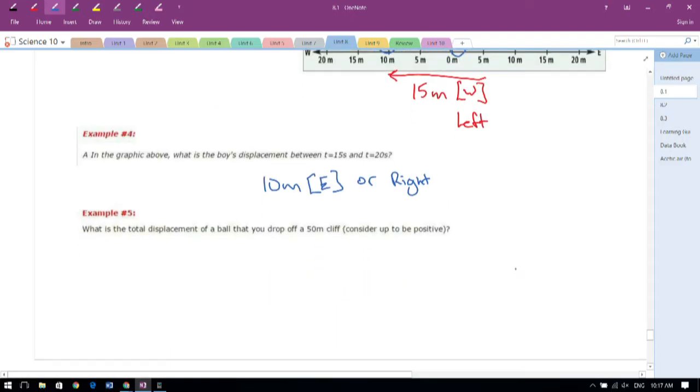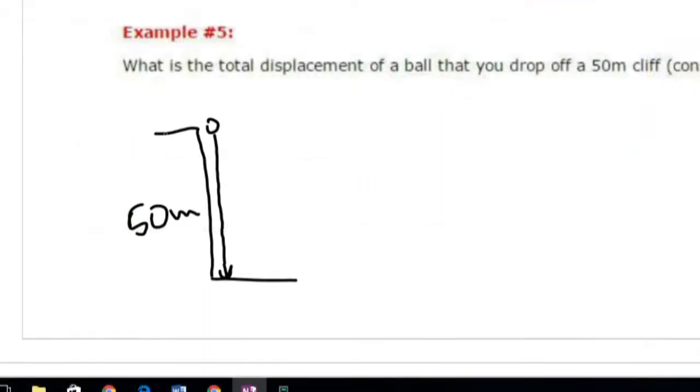The last one was the total displacement of a ball that you drop off a 50-meter cliff. So we'll just draw a quick little picture. Here's a cliff, and our cliff is 50 meters high. We drop a ball, and it hits the ground. The displacement is the distance between where you started and where you ended. So I'm going to say that ball traveled 50 meters.